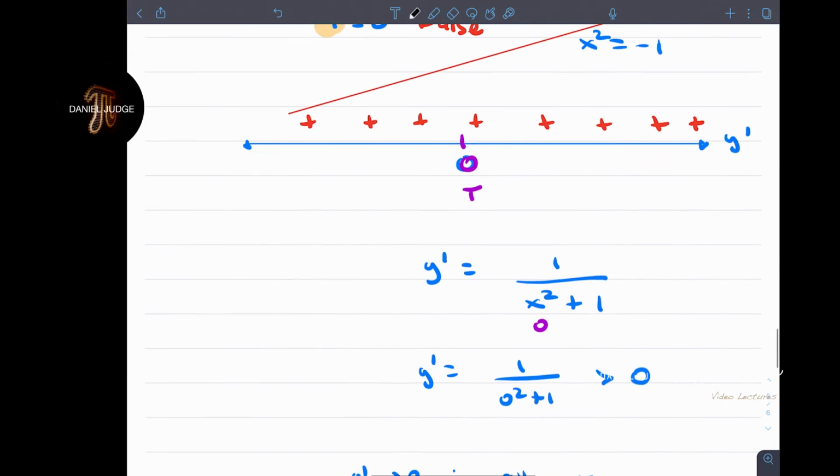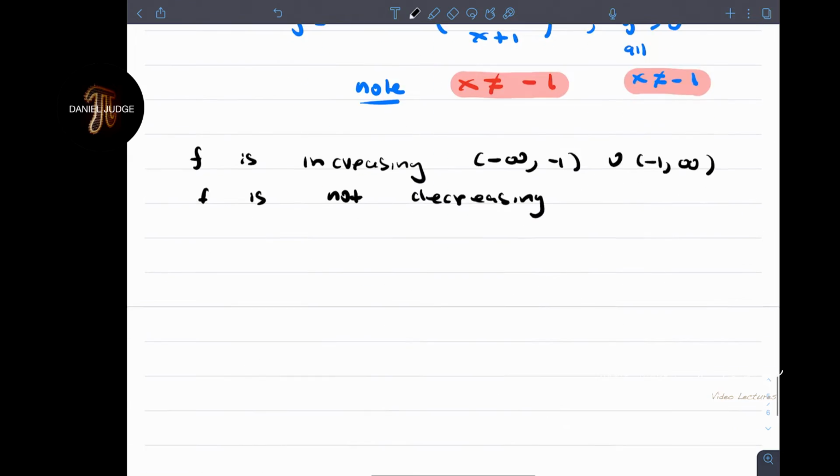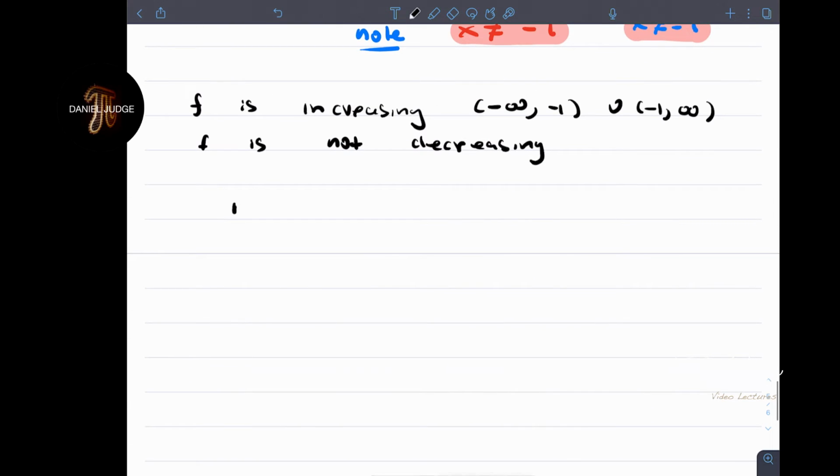And notice you don't change from increasing to decreasing. There's no change. At negative 1, you're not defined. There's a hole there. Okay, and so there's also no relative max, no relative min.